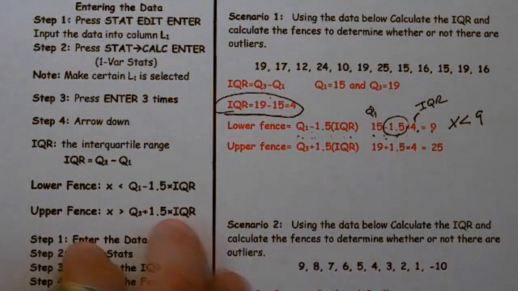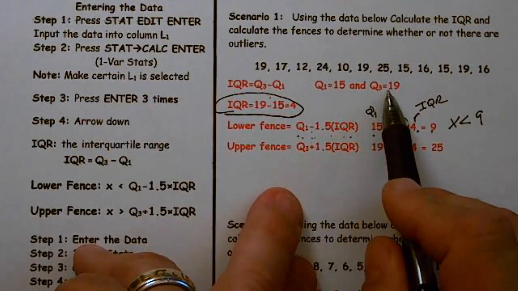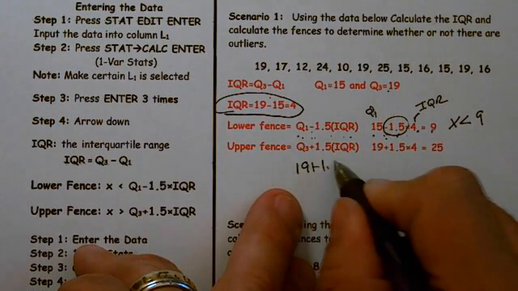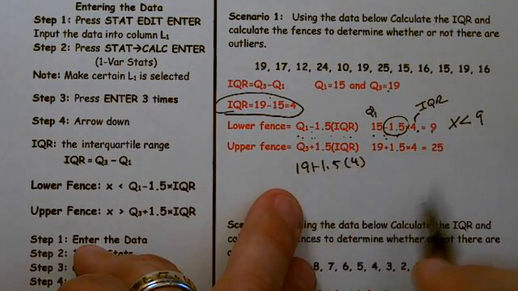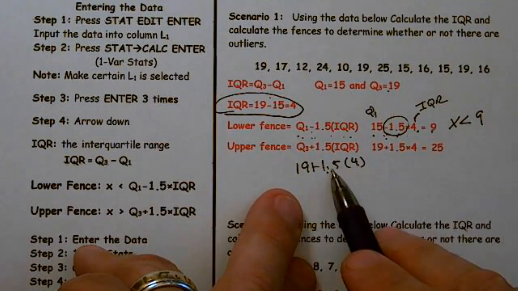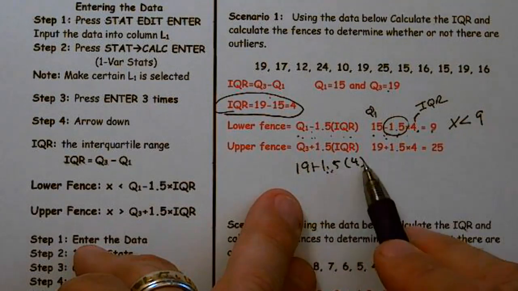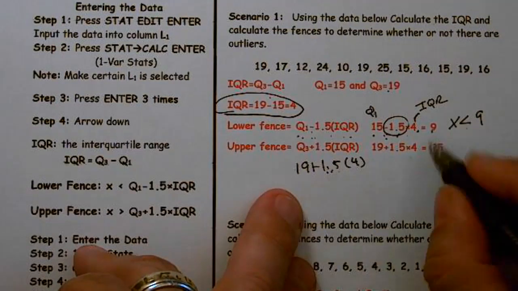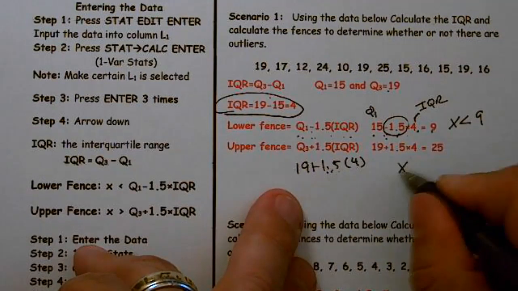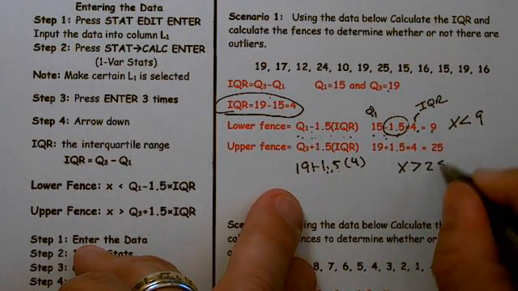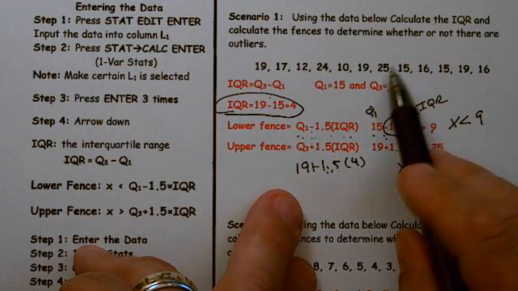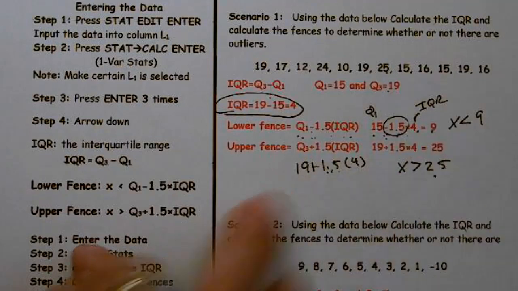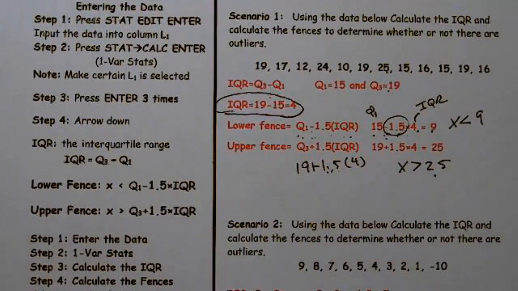On the upper side, we had Q3 is 19. So we're going to have 19 plus 1.5 times our IQR, which happened to be 4. So 1.5 times 4 is 6. 19 plus 6 is 25. If we end up with an X value greater than 25, we have an outlier. Well, I have a value equal to 25, but not greater than. So in this case, no outliers. All right.